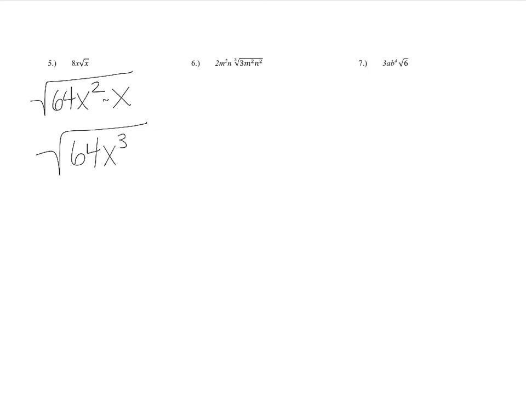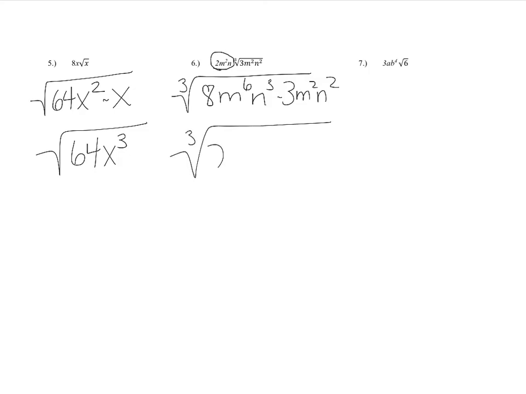The next one, a perfect cube came out. So this, we're going to cube it. So if you think about that, you're cubing everything. 2 cubed is 8. M squared to the 3rd is m to the 6th. You're just multiplying your exponents. N to the 3rd. And then in there already, you have a 3, m squared, n squared. Put all that together, it's a cube root. And you get 24 m to the 8th, n to the 5th. Done.